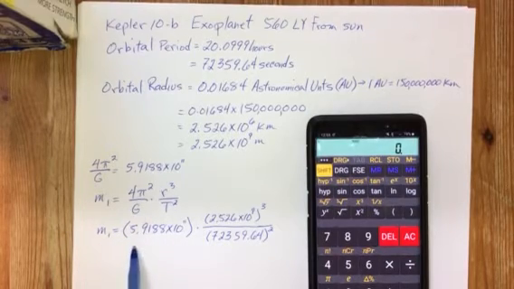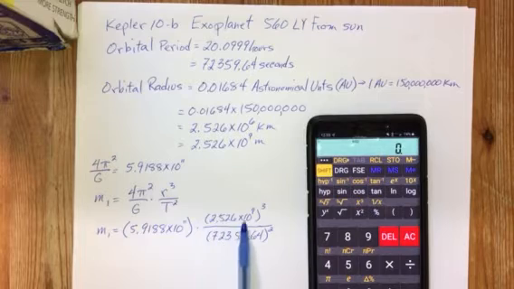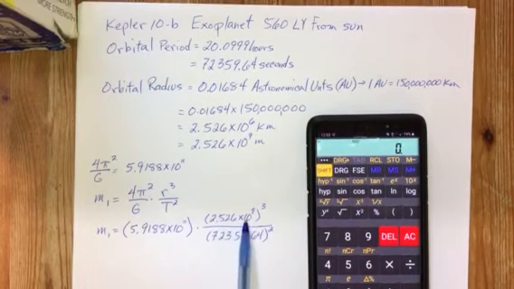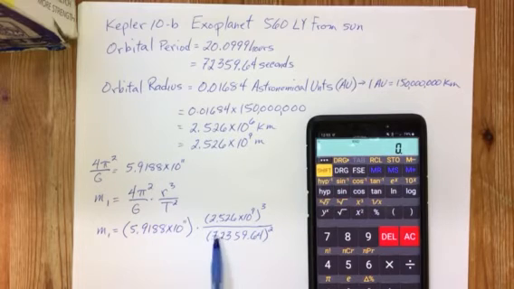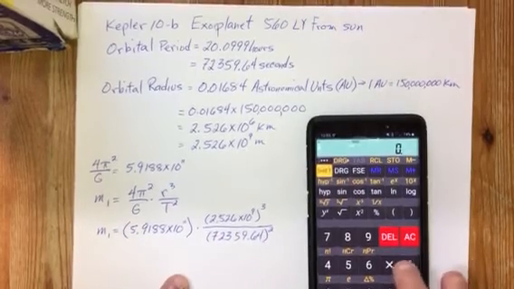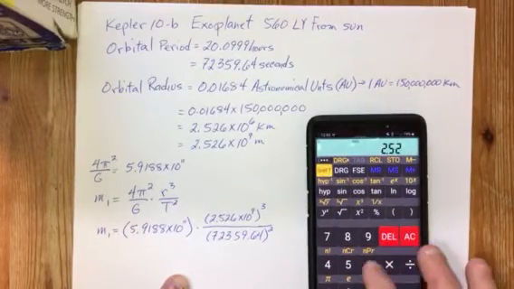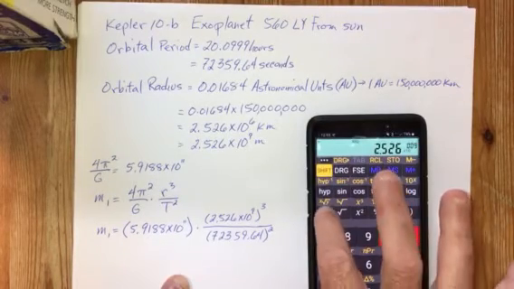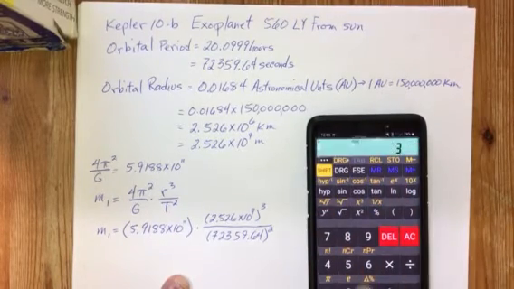So we have 4 pi squared over G multiplied by r, which is 2.526 times 10 to the 9th cubed, and then we divide that by the square of the period. So let's start by cubing the radius, 2.526 times 10 to the exponent 9, and raise that to the third power using the y to the x key, and we get that answer.